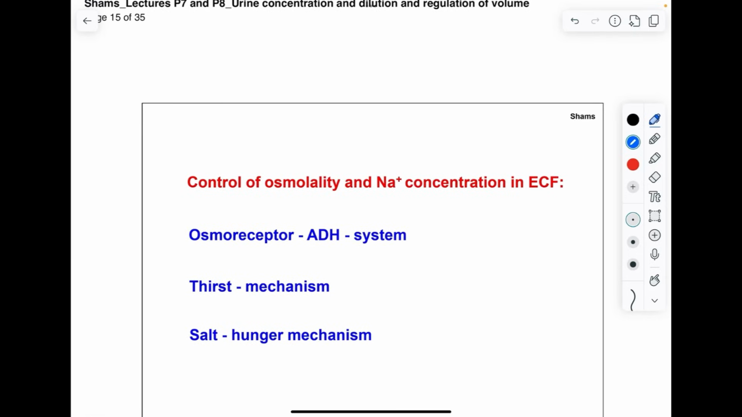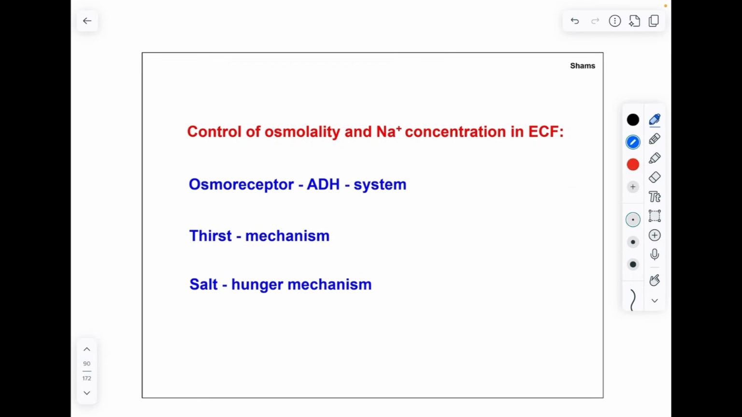Okay, second lecture, and it's a very important one. And this is, by the way, the last renal physiology lecture. The other ones are acid and bases, and Dr. Abdelrahman's lecture about the blood. Okay. Control of osmolality and ion concentration.